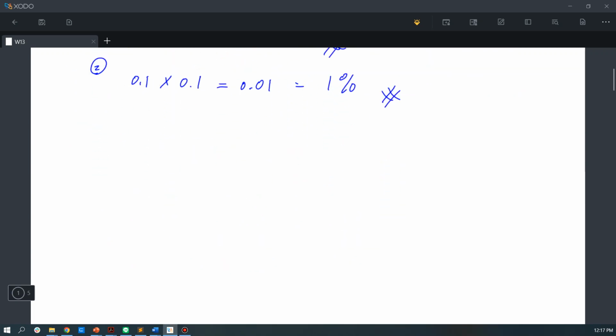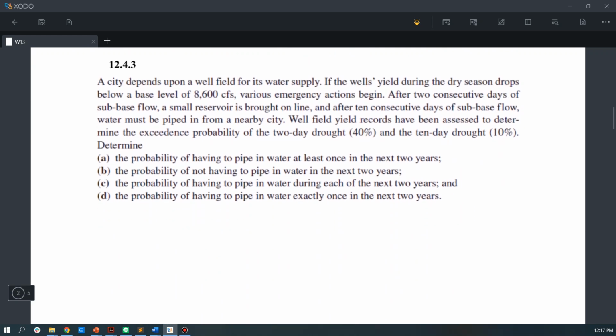Okay, let's look at the next problem. Problem 12.4.3. A city depends on a well field for its water supply. If the well's yield during the dry season drops below a base level of 8,600 cfs, various emergency actions begin. After 2 consecutive years of sub-base flow, a small reservoir is brought online. And after 10 consecutive days of sub-base flow, water must be piped in from a nearby city.